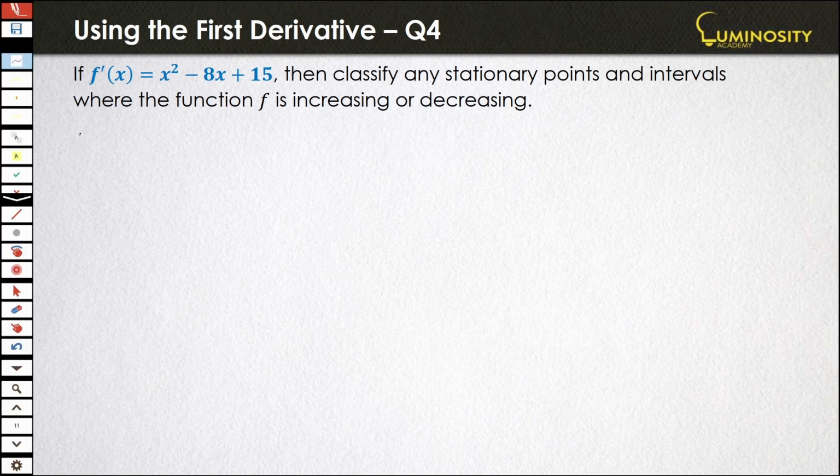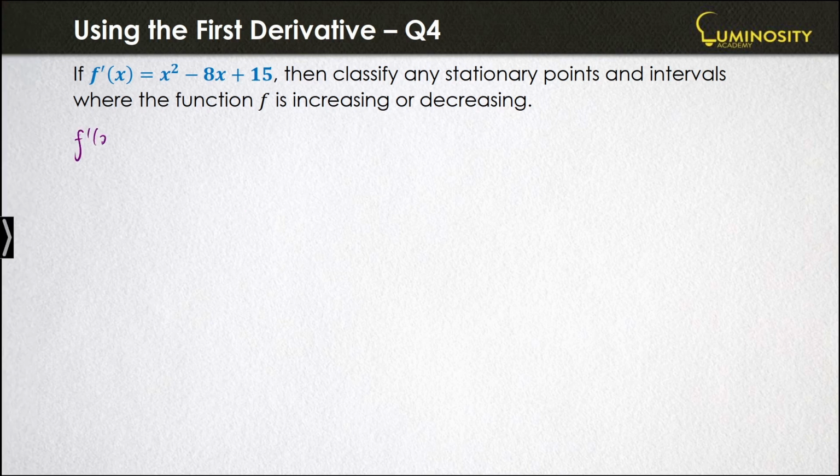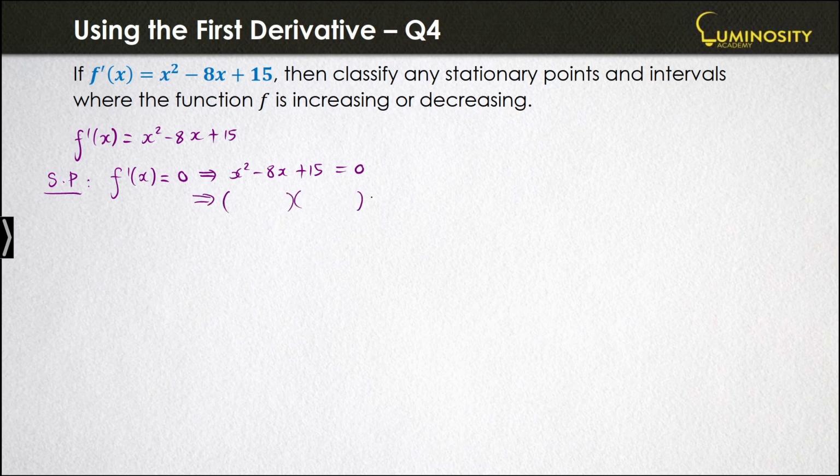Okay, so the original function we're given, f prime of x, that's the derivative, is x squared minus 8x plus 15. So for stationary points, we simply set the first derivative equal to 0. So this implies x squared minus 8x plus 15 equals 0. And I can most likely factorize this. So I think of factors of 15 that give me a difference of 8. Well, 5 and 3 would probably work. So let's try 5 and 3.